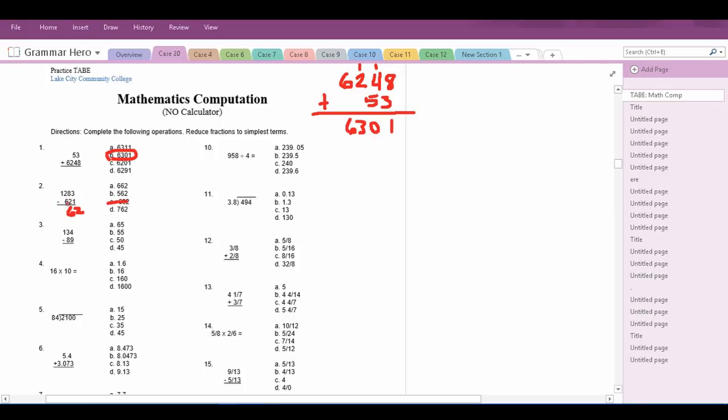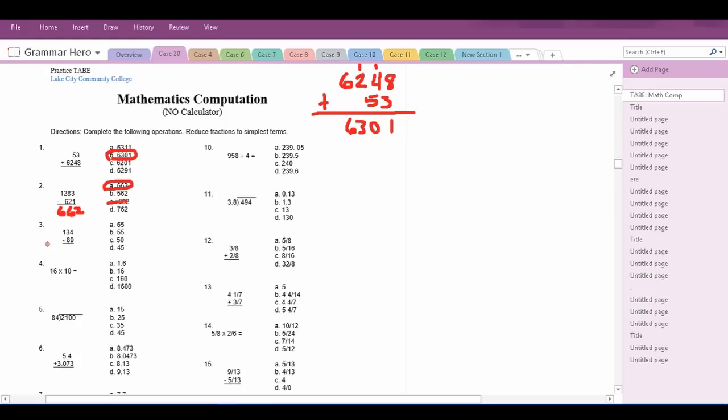Now, there's 2 ways you can look at this one. You can look at it as 12 minus 6, in which case it would be 6. Or you could do 2 minus 6 and bring the 1 over. I look at it as 12 minus 6, so 662.